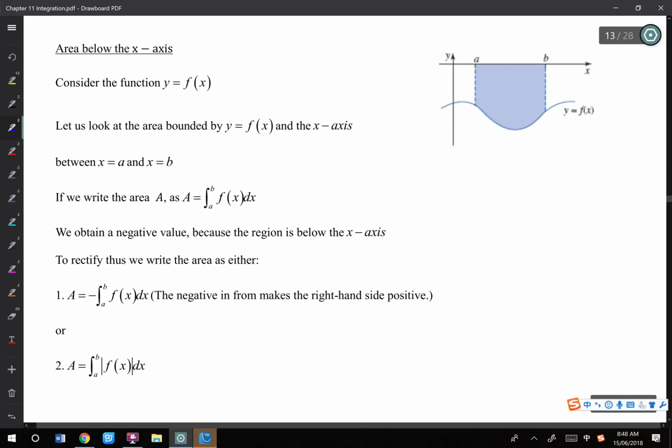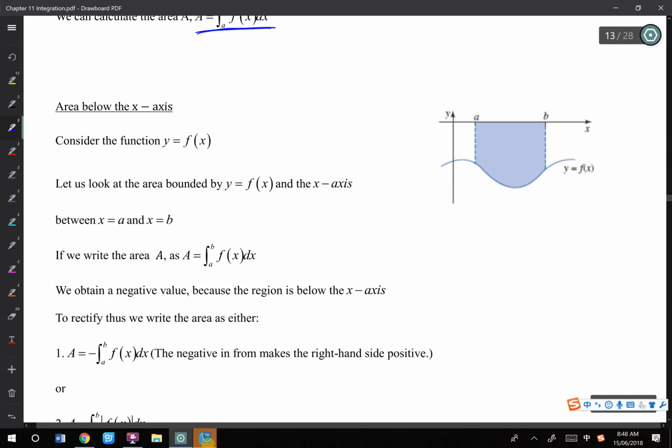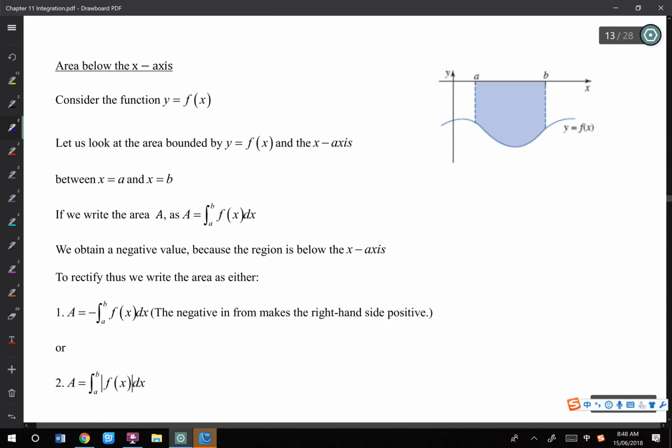Or if everything is below the x-axis, I have a couple of ways of doing that. To write this, I can say negative integral from a to b of f(x) dx, because I want the positive area. So the integral from a to b gives me negative, and the negative gives me positive. Or that is equivalent to the integral from b to a of f(x) dx. Okay, so you swap the upper and lower limits, and that will give you positive as well.